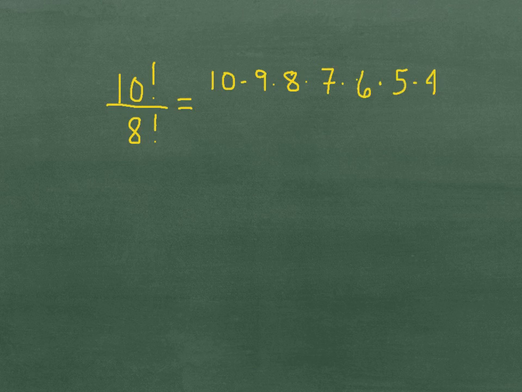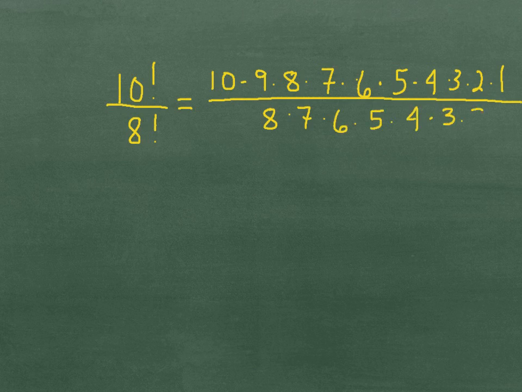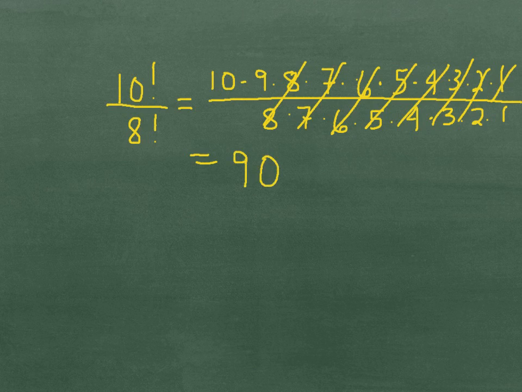Something else interesting about factorial: if you had something like 10 factorial over, let's say, 8 factorial, and you were about to write each one of those out, 10 factorial would be 10 times 9 times 8 times 7 times 6 times 5, 4, 3, 2, 1, but 8 factorial is 8 times 7 times 6 times 5 times 4 times 3 times 2 times 1. So notice everything is going to cancel out, and all we're left with is 10 times 9, or 90.